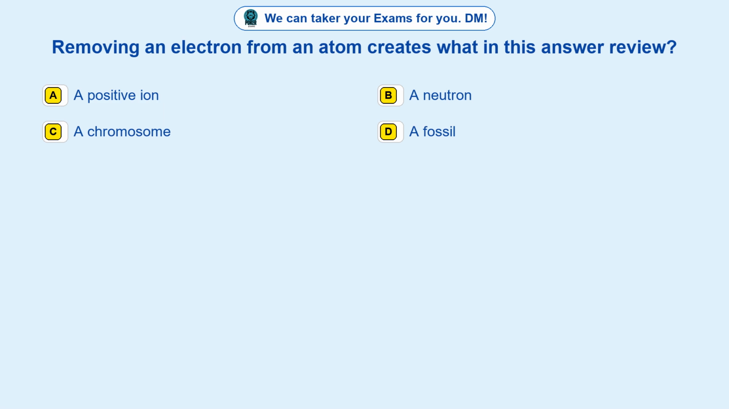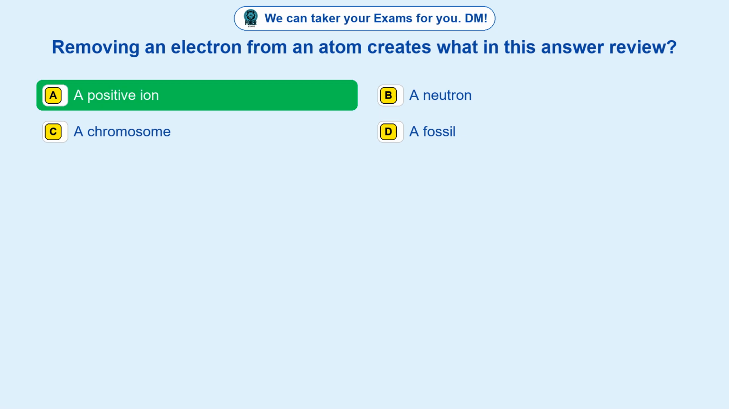Question 49. Removing an electron from an atom creates what in this answer review? Option A. A positive ion. Option B. A neutron. Option C. A chromosome. Option D. A fossil. The correct answer is option A.